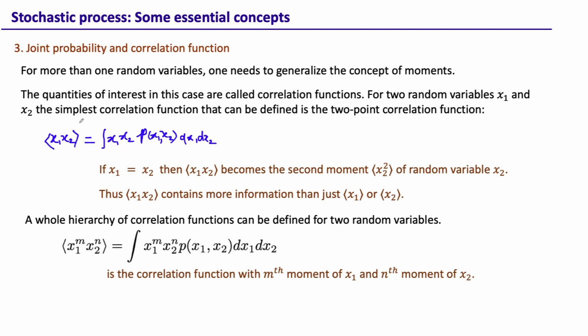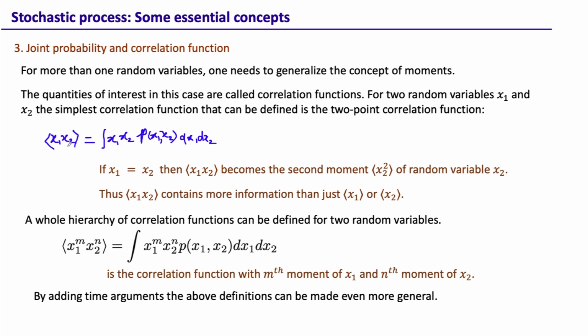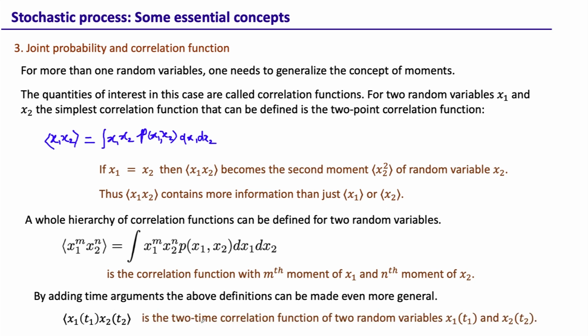Then we started with the simple expectation value of x1, and that simple concept we generalized to the product of x1 and x2. But now these individual random variables x1 and x2 can actually depend on time, and if we add those time arguments, then these definitions can be even more general. In that case, we have the expectation value of x1(t1) x2(t2). This is called the two-time correlation function of random variables x1(t) and x2(t).